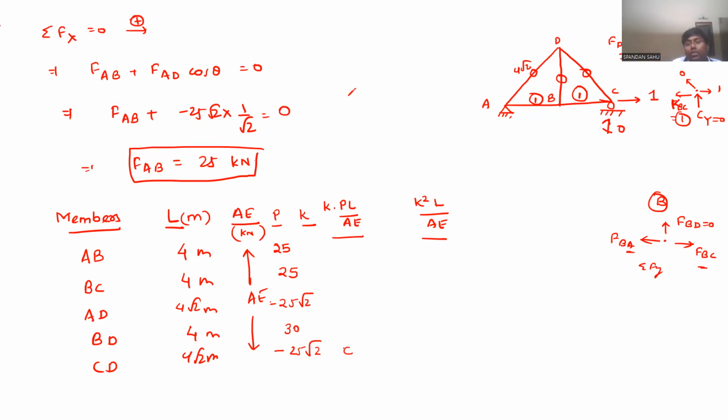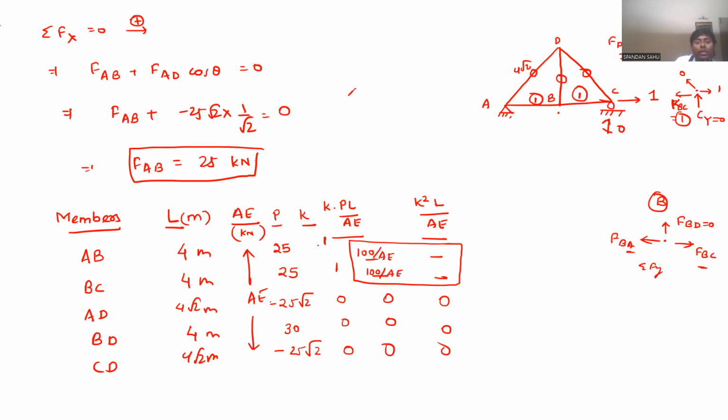Means CD 0, AD 0, BD 0. BC is 1, AB is 1. So when you multiply it, all these things will be 0. The only thing that will be left over is the first two components. Now check. KPL by AE. KP is 25, L is 4. So 25 into 4, 100 by AE. This is also 25 into 4, 100 by AE.